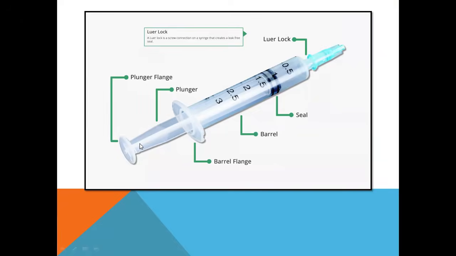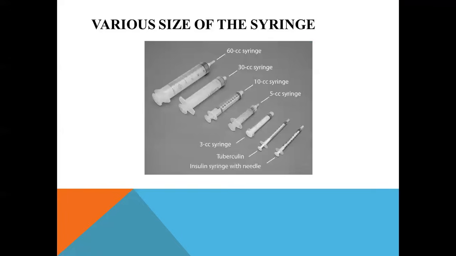A syringe has a plunger, a barrel flange, barrel, sleeve, seal, and the luer lock. There are various types of syringe and they can be used for various purposes. We'll see the types of syringe one by one and what each type has been used for. This picture shows the various sizes of syringe, which include 60 cc, 30 cc, 10 cc, 5 cc, and even a tuberculin syringe and the insulin syringe with a needle. I hope everyone has seen these types of syringe in their regular OPs.